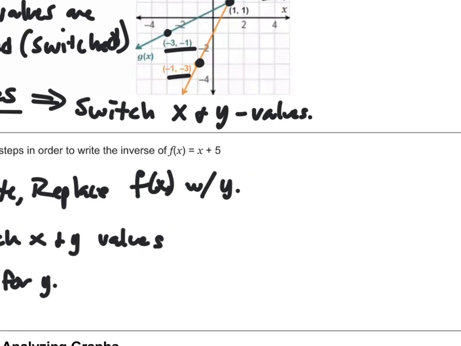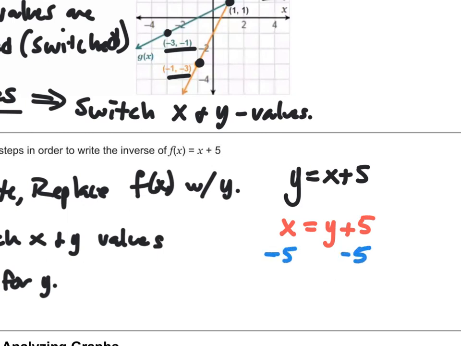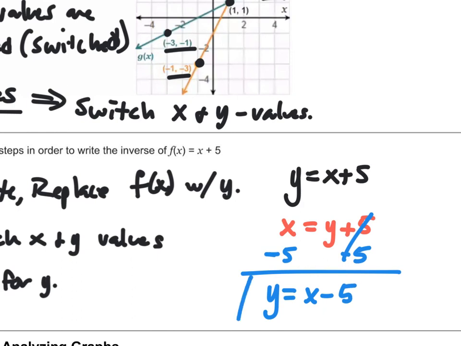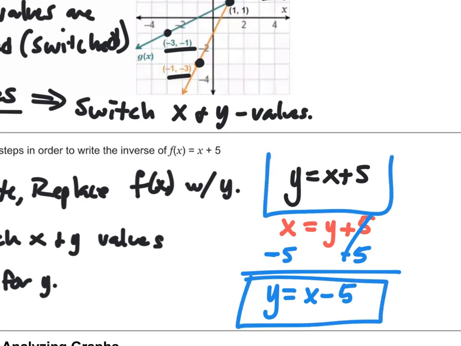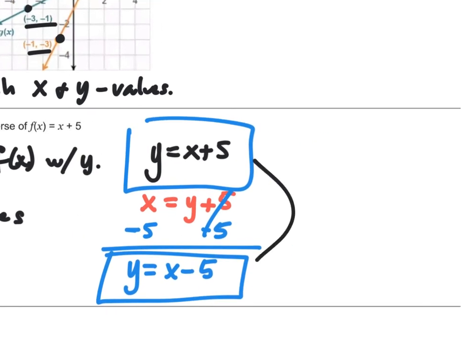So I'm going to rewrite this as y equals x plus 5. Then I want to switch my x and y values, so I'm going to write x is equal to y plus 5. And then I'm going to solve for y. I'm going to subtract 5 from both sides and get y by itself. So I know that y is equal to x minus 5. So then what I know is that these two equations are inverses. And that's all I got.